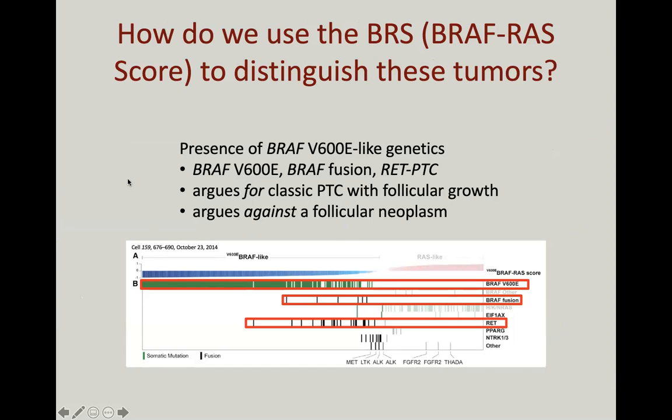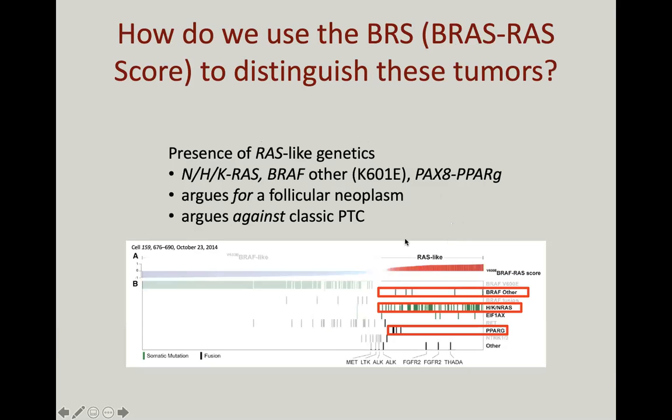So as a reminder, BRAF-like or RAS-like genetics can be very helpful if you're preoperatively dealing with a patient, right? Your BRAF V600E-like genetics will argue for a classic PTC. It will argue against a follicular neoplasm, including a NIFT-P, right? Whereas the presence of RAS-like genetics will argue for a follicular neoplasm, including NIFT-P, and it will argue against a classic PTC. So this is how I like to conceptualize these lesions in the BRAF-RAS world.